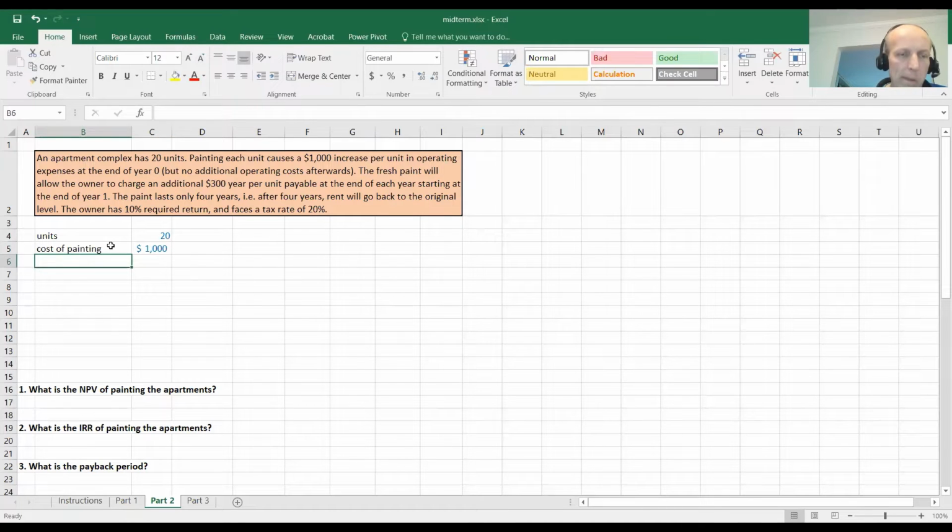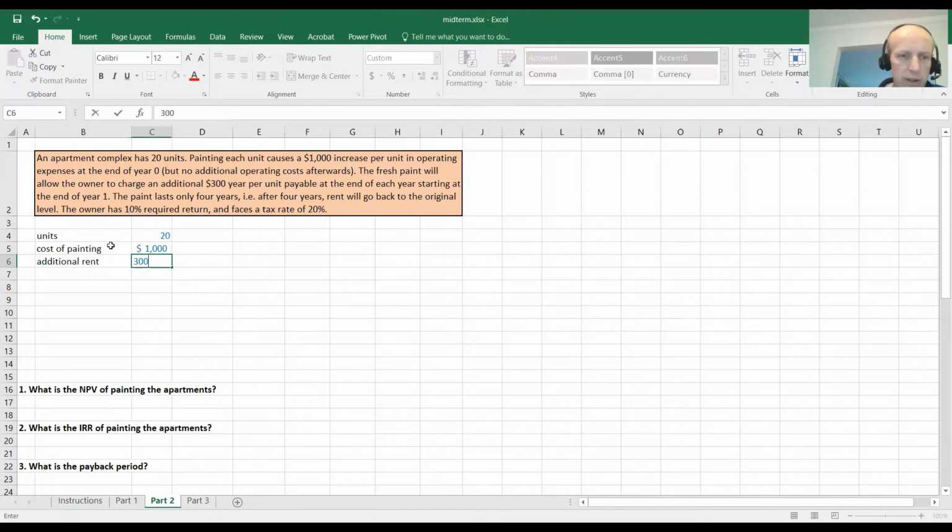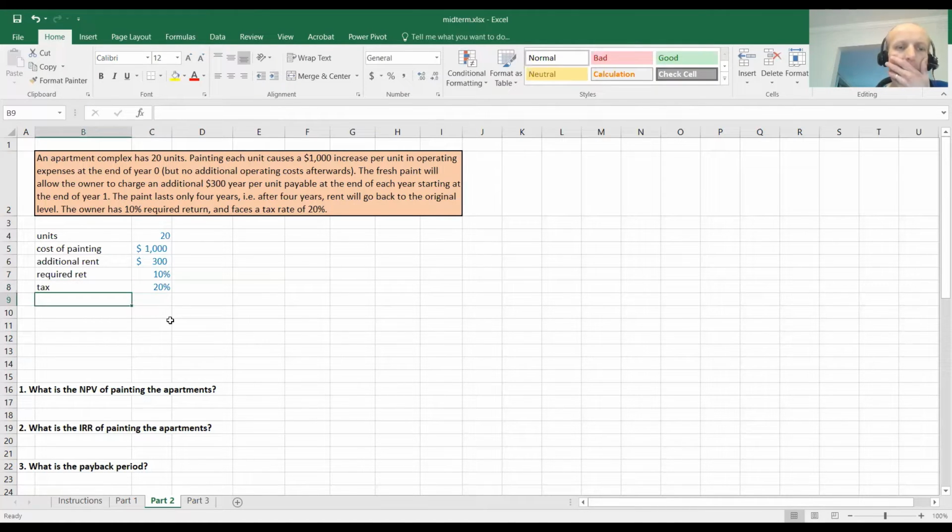We have additional rent, which is $300 per unit. Required return is 10%, and tax rate is 20%. Okay, so how can we set this up?